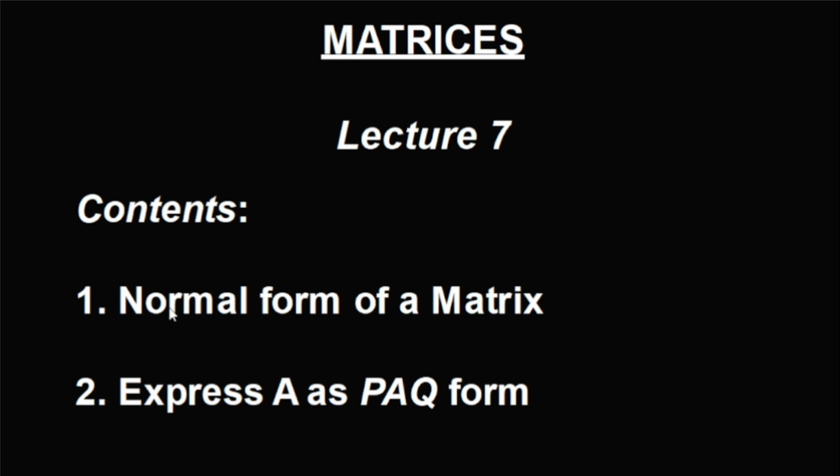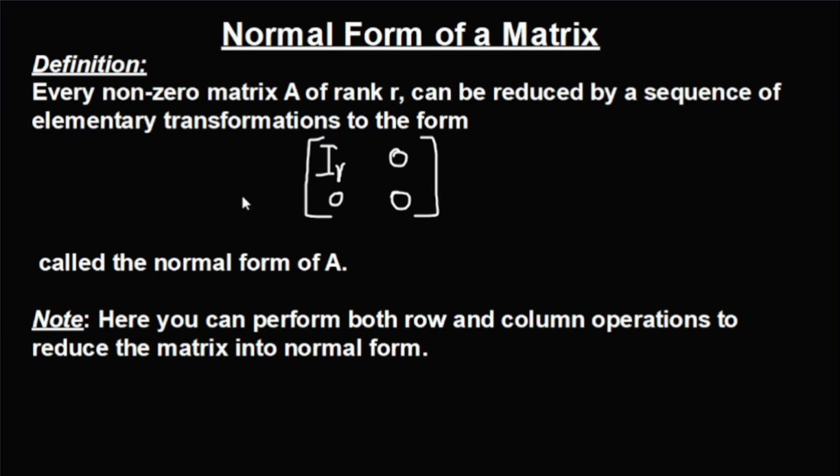The contents in this video are the normal form of a matrix and expressing the given matrix A in the form of PAQ. What is the normal form of a matrix? You are given a matrix, any matrix A of rank R. It can be reduced to this particular form by a sequence of elementary transformations.